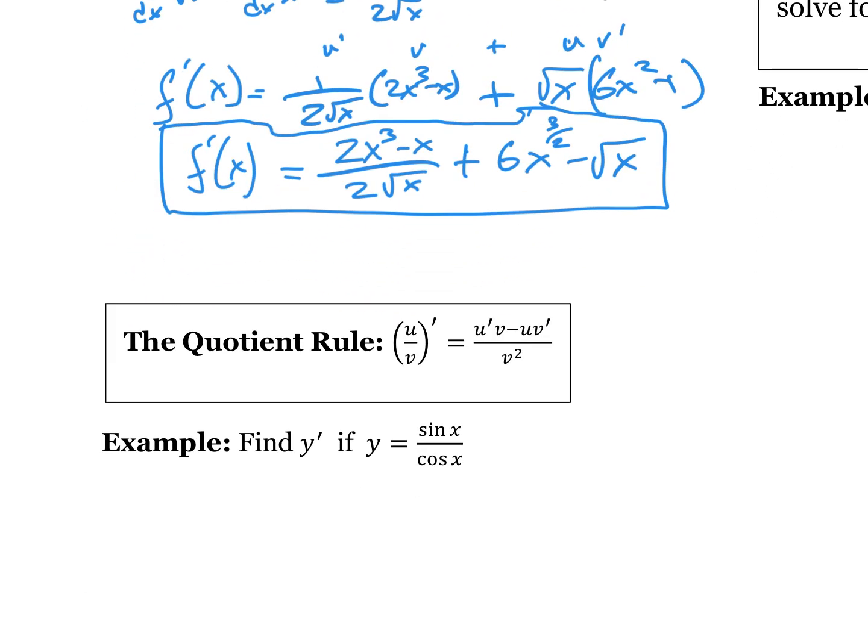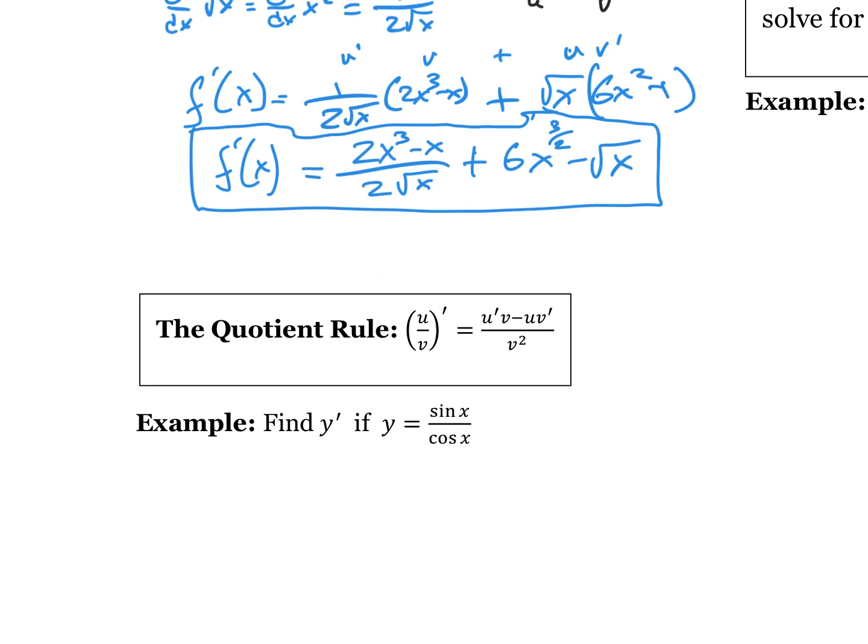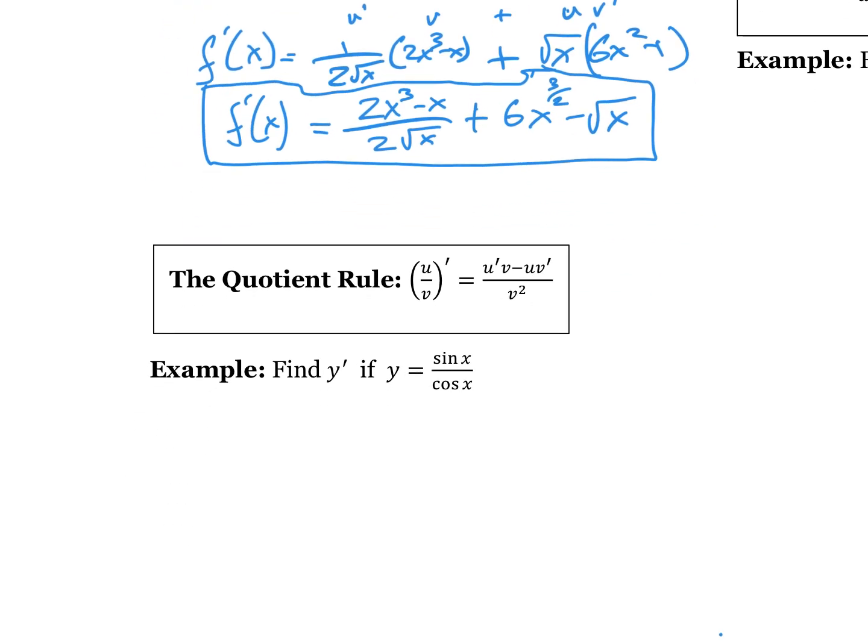The quotient rule: we've got u divided by v. Well, we take the derivative of the first times the second, minus the first times the derivative of the second. So it looks a lot like the product rule up here, right? Especially if we write the product rule this way. Sometimes the product rule is written differently, but it's u prime v minus u v prime, all over the bottom squared. So let's try that out.